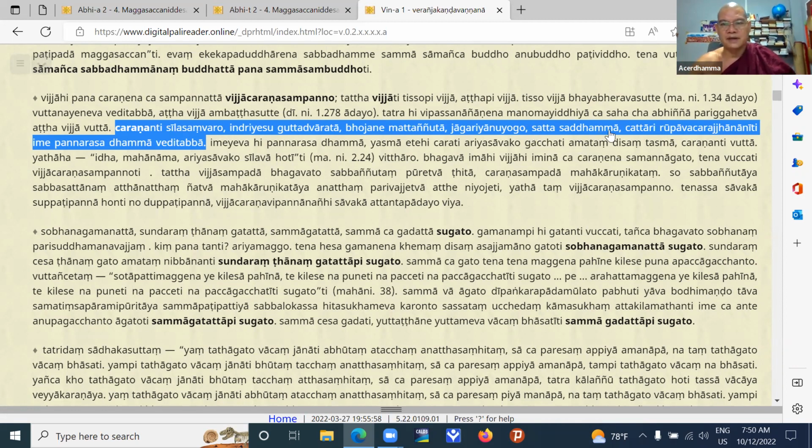Then the four Rupavacara Jhana, the first Jhana up to the fourth Jhana. These Jhana are also carana, very important for Vipassana. They are Samadhi, and these Samadhis are necessary for developing Vipassana. That's why every meditation center establishes samadhi first. After observing sila and samadhi, they go to panna. So vijjacarana.